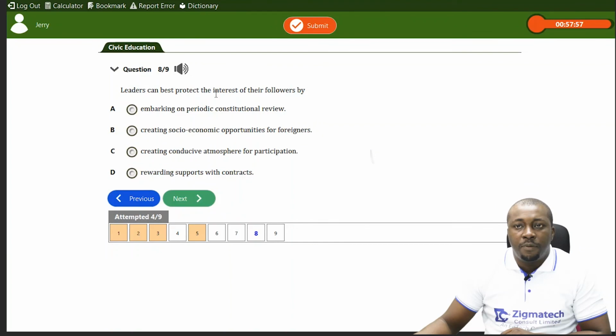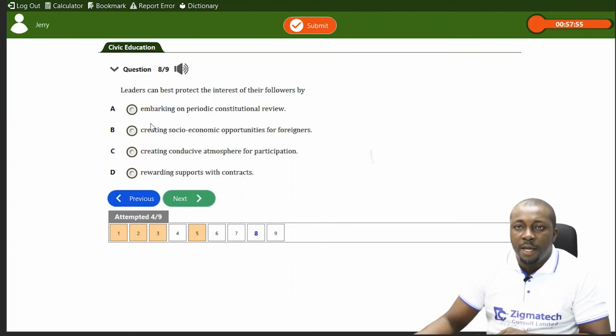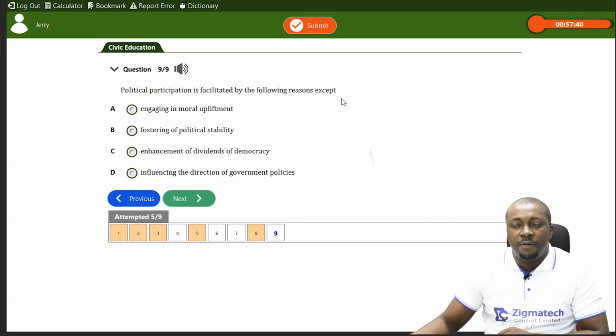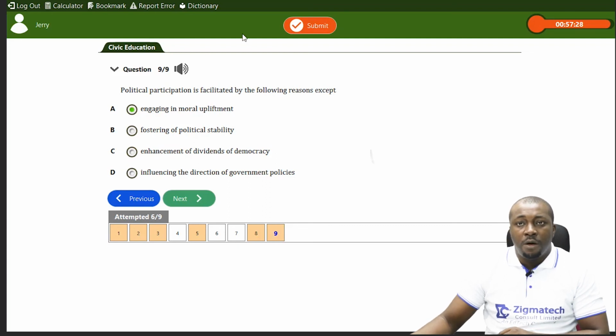Now, leaders can best protect the interests of their followers by A, embarking on periodic constitutional review, B, creating socio-economic opportunities for foreigners, C, creating conducive atmosphere for participation. And finally, political participation is facilitated by the following reasons, except: engage in moral upliftment, fostering political stability, enhancing the dividends of democracy. Of course, we don't participate to engage in moral upliftment.